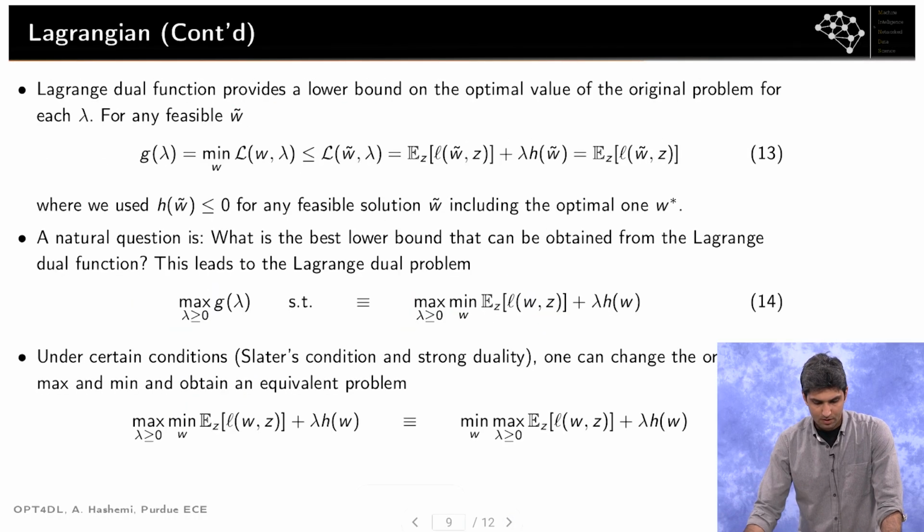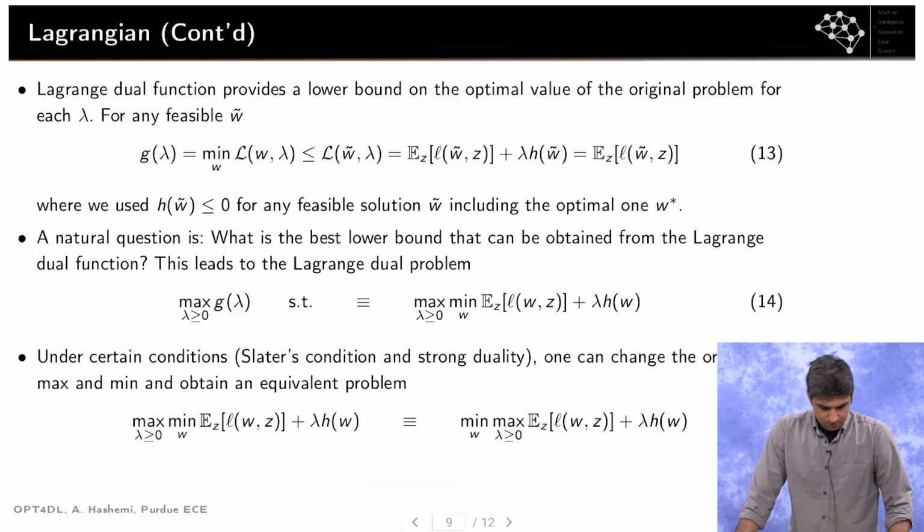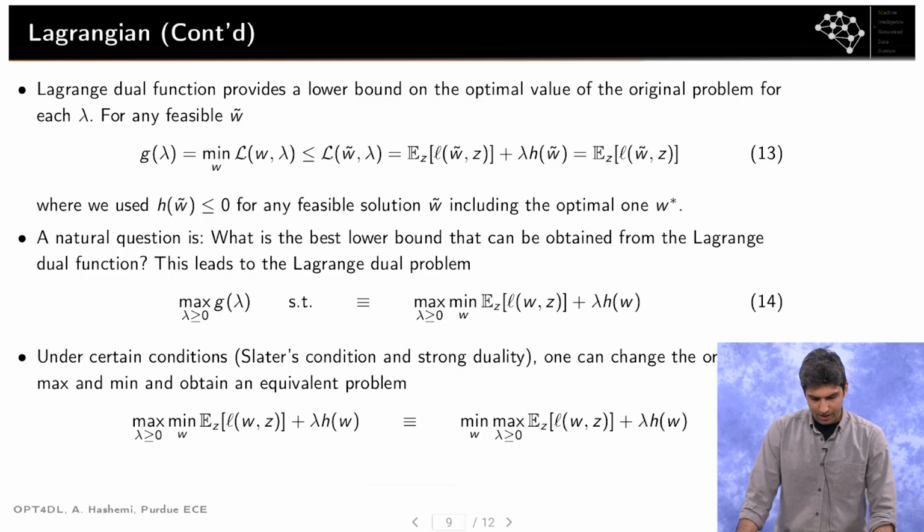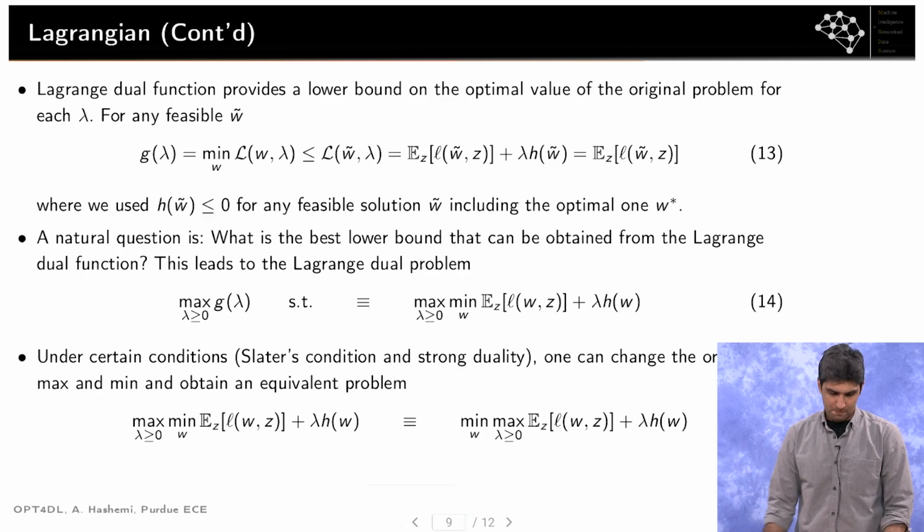All right. So this minimization over w is also useful because the dual function is going to provide a lower bound on the optimal value of the original problem. Okay, and it's actually quite simple to see.